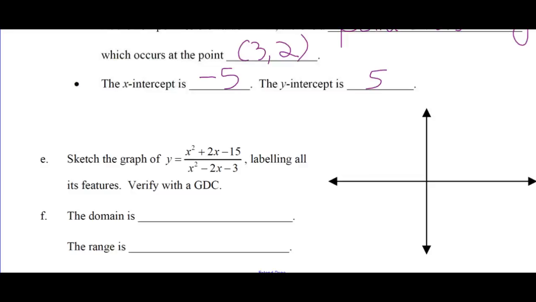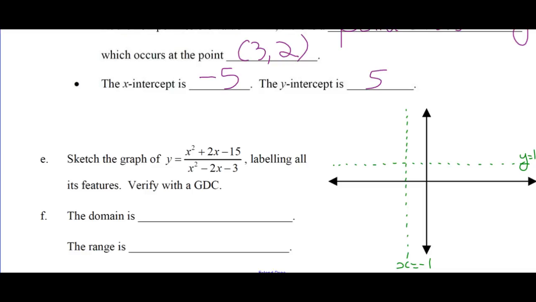All right, so what's all the information that we have? At x equals negative 1, there's a vertical asymptote. Okay, so let's do this. I'm just going to label that down here. X equals negative 1. Did we do horizontal asymptote? Yeah, we did. Y equals 1. Okay, what else? We have a point of discontinuity at 3, 2.